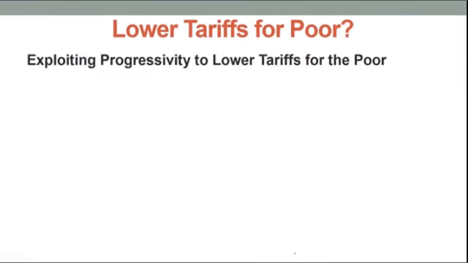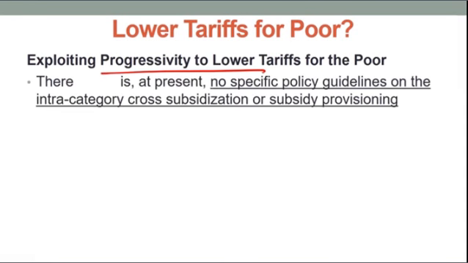Now the next part is, however, we cannot continue hurting the domestic consumer, especially the poor consumer. We have to go for progressivity of tariffs. Currently we have no proper guidelines for intra-category cross-subsidization. What is the meaning of intra-category cross-subsidization? Say people who consume more than a certain amount of electricity versus people who consume much less, within the same category of electricity. Charge the higher category more, subsidize the lower category.